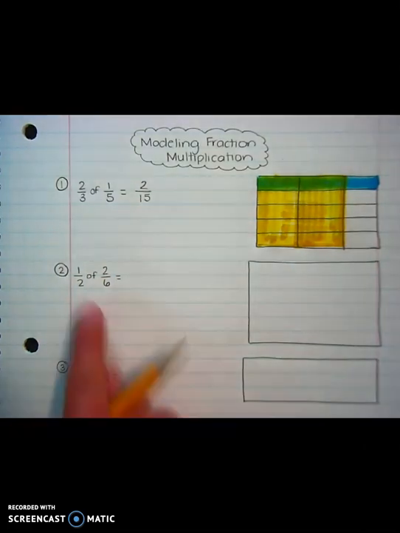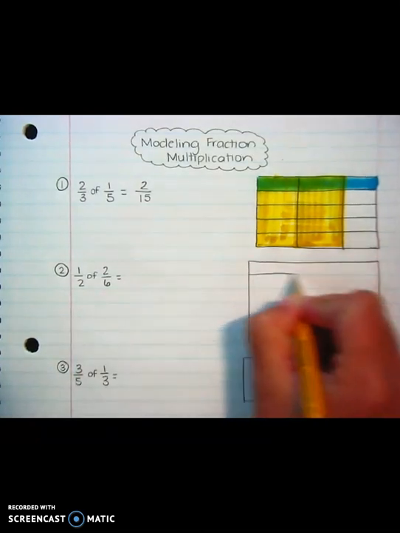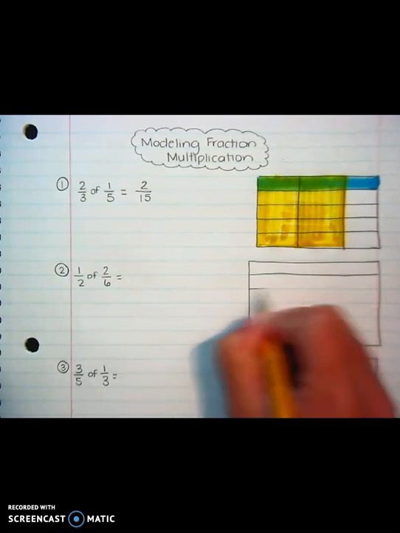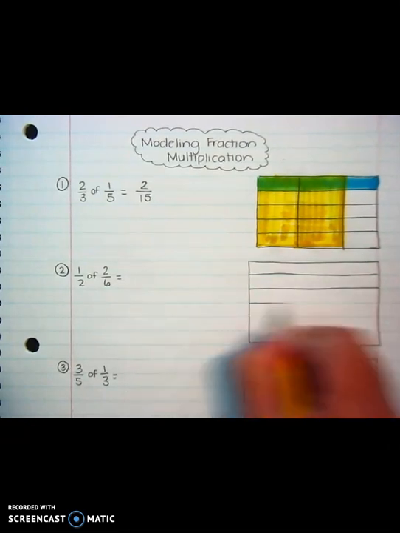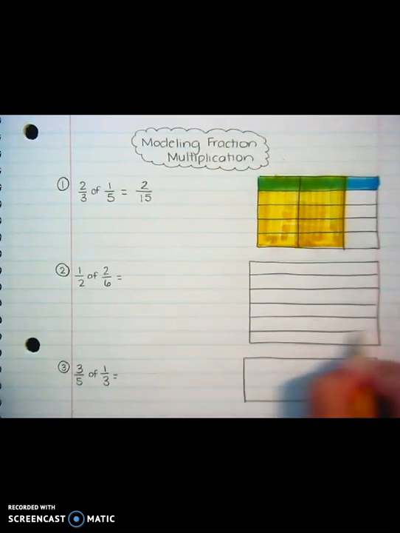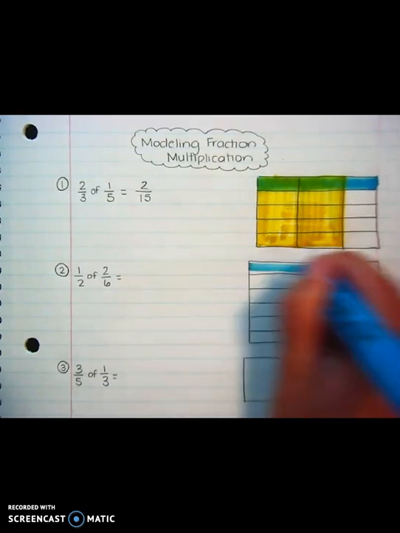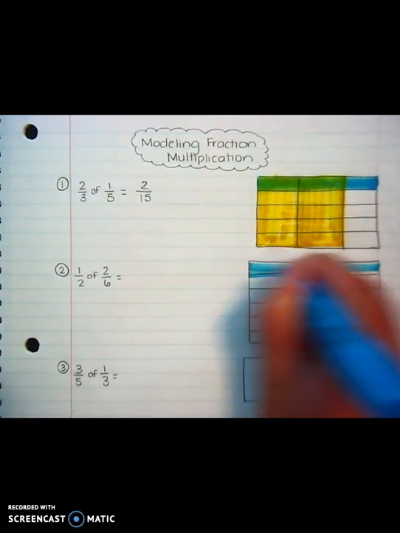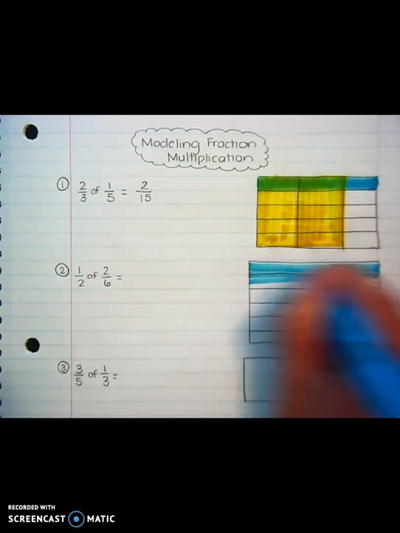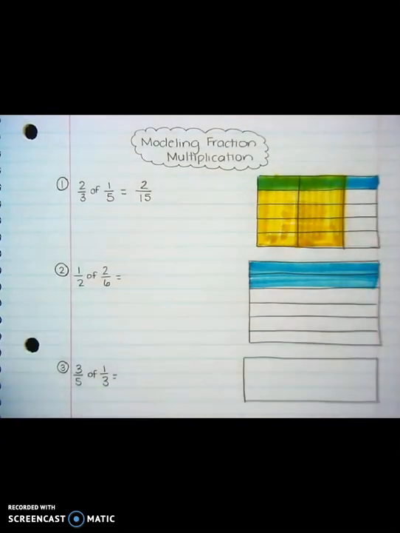Let's take a look at two more. This time I have 1/2 of 2/6. Again, I'm starting with my second factor. And since my denominator is 6, I'll split that into 6 equal sized slices. My numerator of 2 tells me I need to shade in 2 of those slices. So far the first two examples all started with a numerator of 1. This time I'm starting with a numerator of 2. It just means I need to shade in 2 of those pieces.